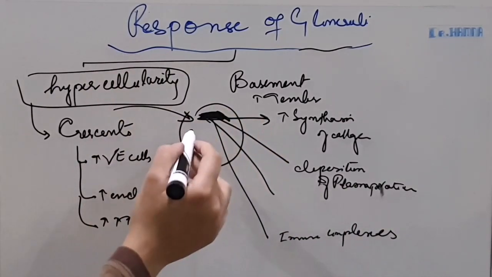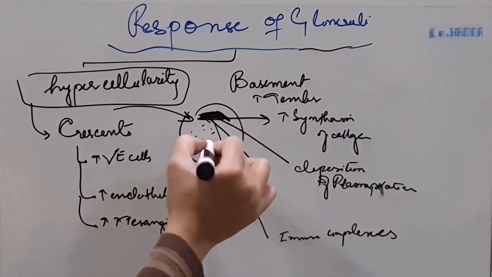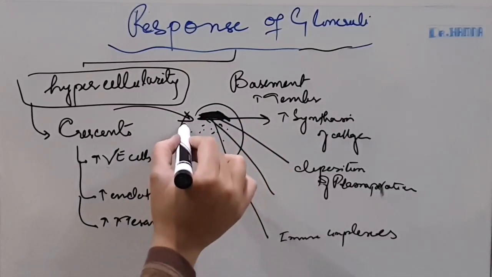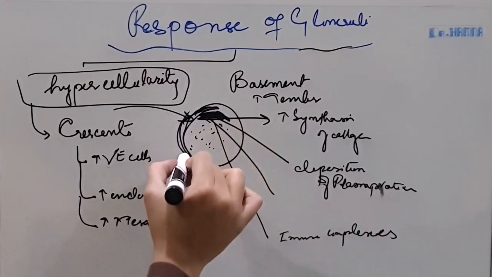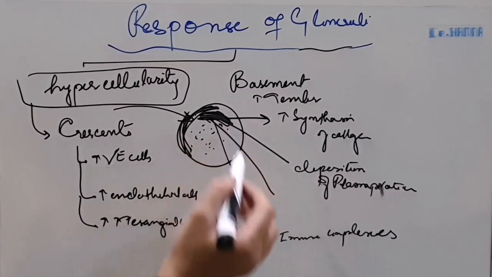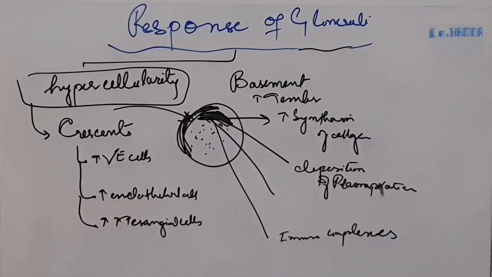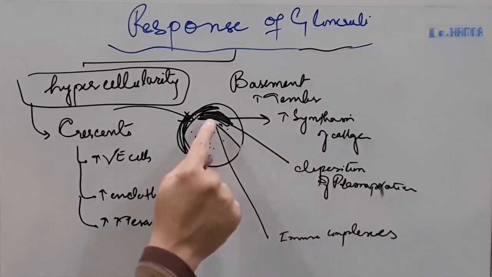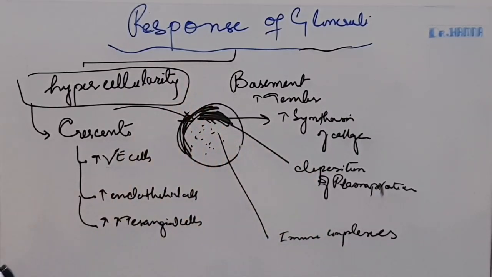So the first response was that it started increasing its hosts, that is the cells. Then these cells started going to one place and resulted in formation of crescents. When this could not help, it started thickening its basement membrane, maybe in the hope that it might restore filtration. But that effort is futile, obviously, because once the basement membrane becomes thickened, it is also weakened and interrupted at places due to inflammatory processes. So we get all those features of hematuria and proteinuria.